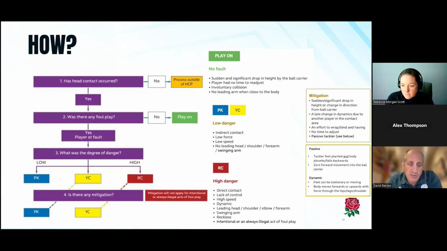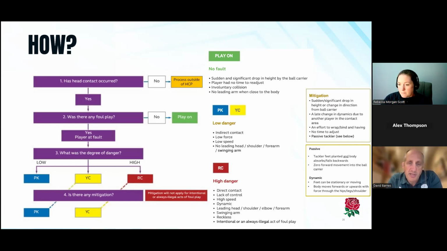And then what's the degree of danger? You can see how we assess danger on the bit on the right. And then you can start at red card, and then you might drop down to yellow if there's a sudden and significant change in height. So that's just an example of the head contact process. This applies at all levels of the game. And if you get a red card, you should be able to follow that process through and understand why the red card's given.